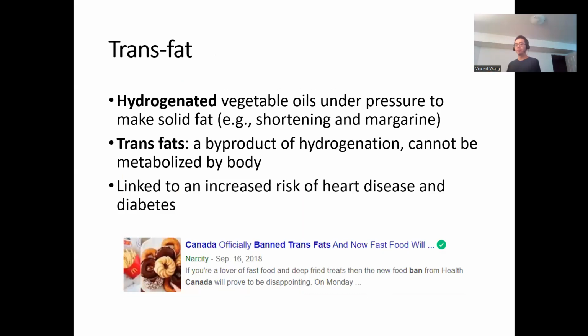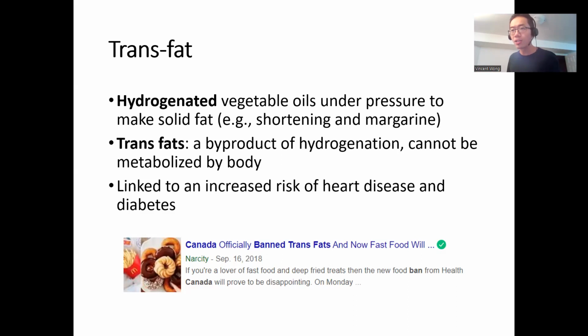All right, trans fat. Even though unsaturated fats are healthier, it's weird to pour olive oil onto your toast in the morning, right? Or pour avocado oil onto your toast. It just doesn't feel right. So people came up with this idea. You know what? Let's start with the unsaturated fats.